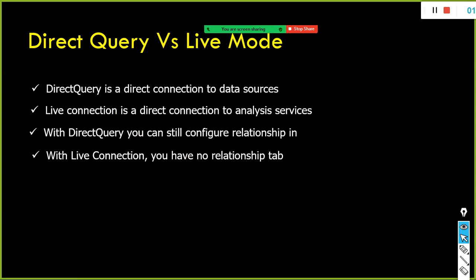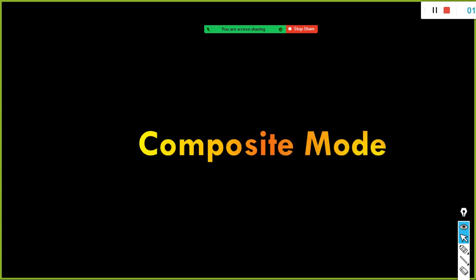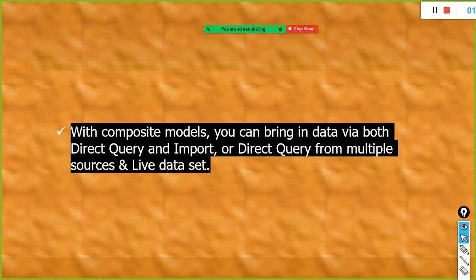See, this is a tricky thing. They will ask you a question about these three connectivity modes: import, direct query mode, and live mode. Which one is faster? Between direct query and live mode, live is faster than direct query. But between import and direct query, it depends. If the data volume is less, you can use import. If the data volume is very high, you can use direct query. That's all. Next one is the composite.